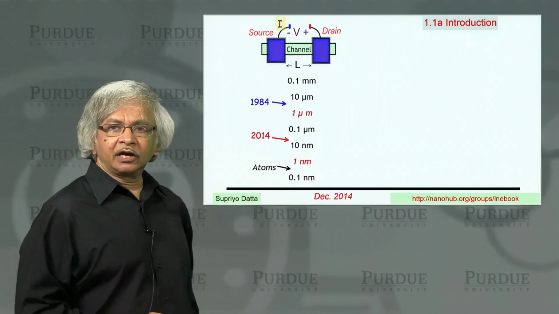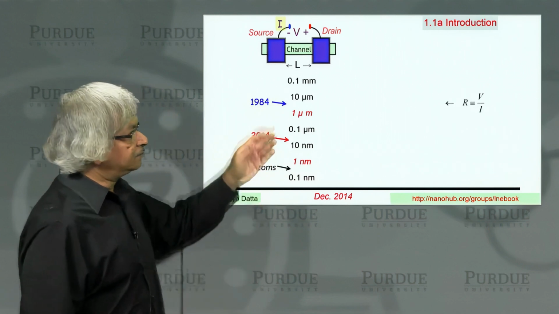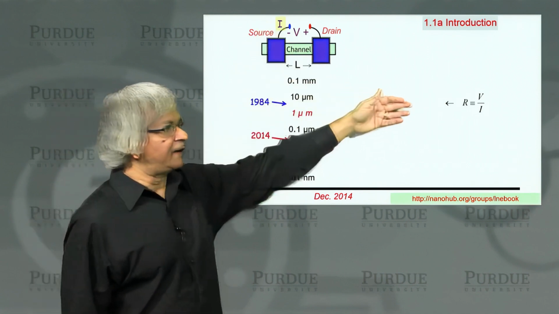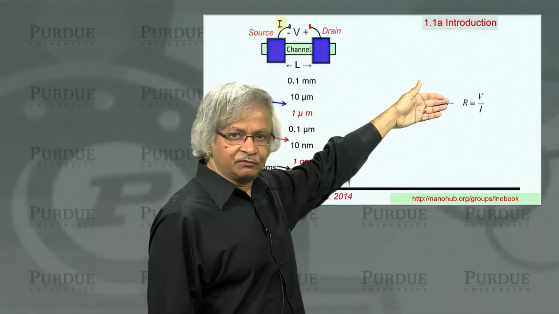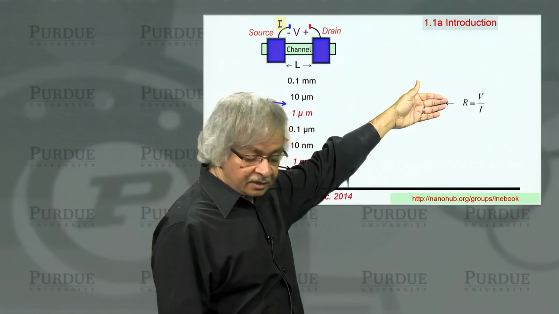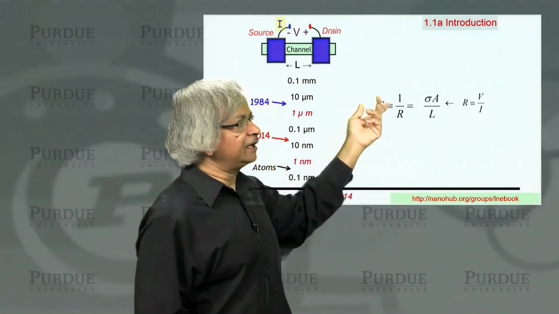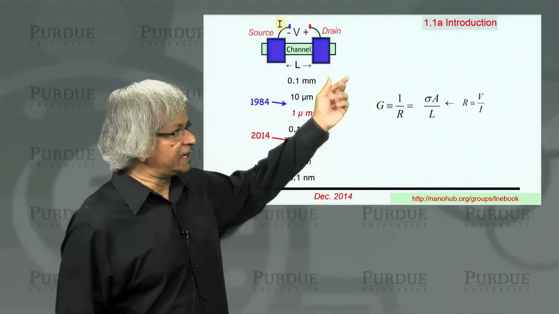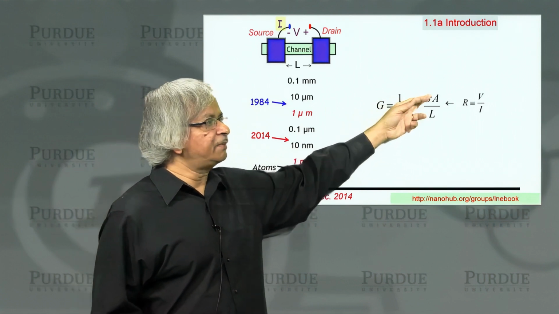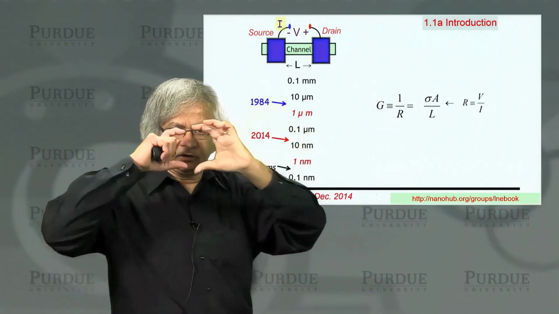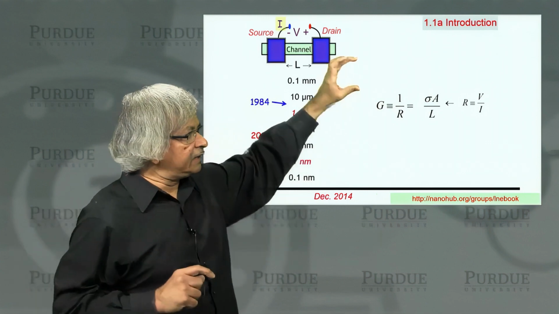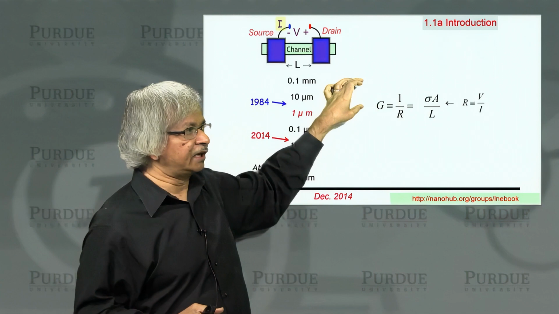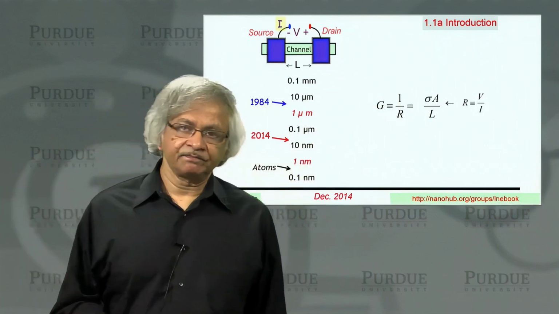Now, how do you think about current flow in a device? Well, when you apply a voltage, there's a current, and you usually define something called the resistance, which is voltage divided by current. If you take the inverse of that, you call it the conductance. And what is well known is that usually this conductance will depend on the cross-sectional area of your conductor and be inversely proportional to the length. The longer you make it, the smaller the conductance, the higher the resistance.